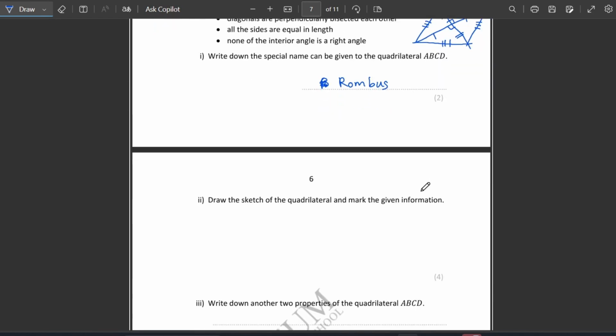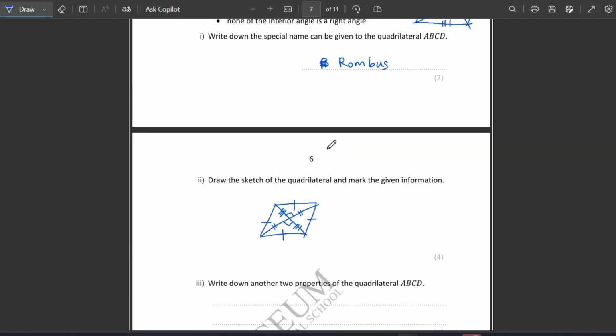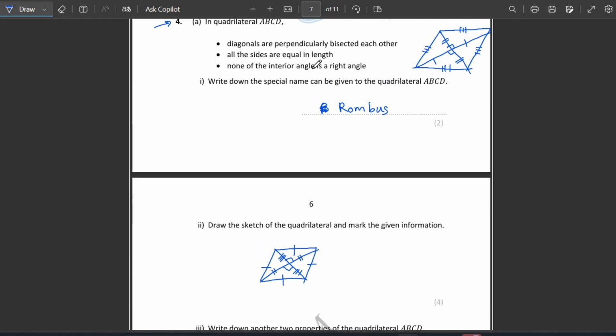And they are telling us to draw the sketch of the quadrilateral and mark the given information. We have to draw it like this. It is better if you can use a ruler. Always use a ruler. These are bisecting, means equally divided by 2 with the intersection point. None of the angles are right angles.